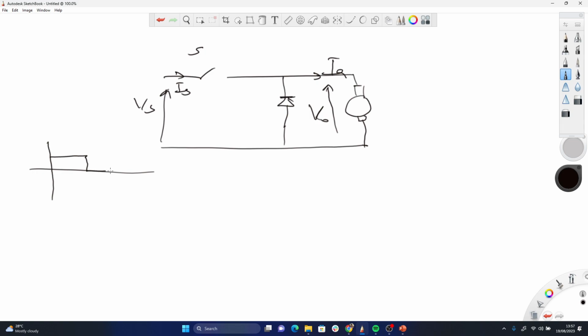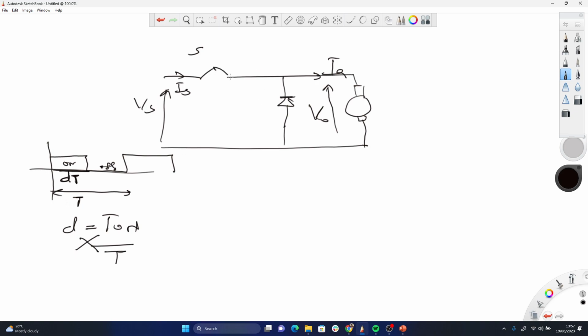So I have on state, off state, on state, off state, on state. This is the on, this is the off. We know that duty cycle is the period for which the signal is on over the total period. So this period here is dT, T on, and the total period here is my T. That's what you must know.